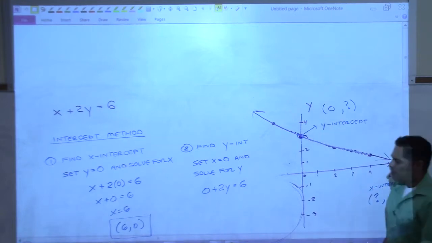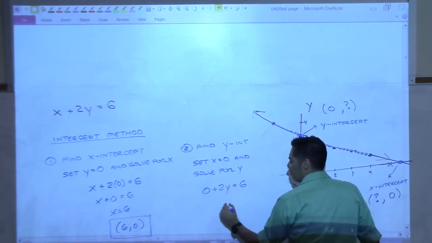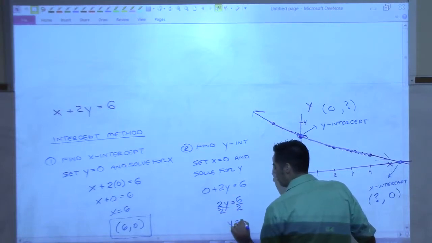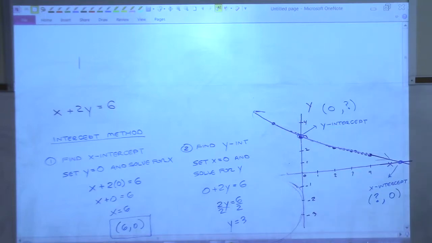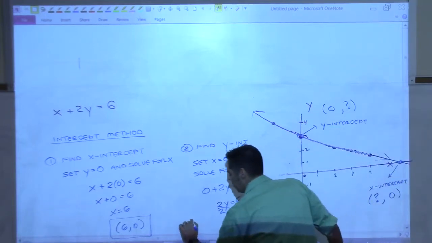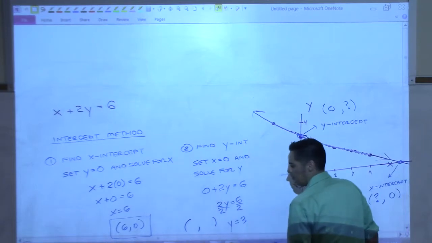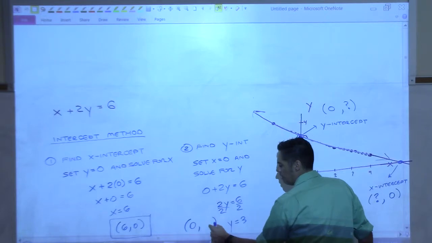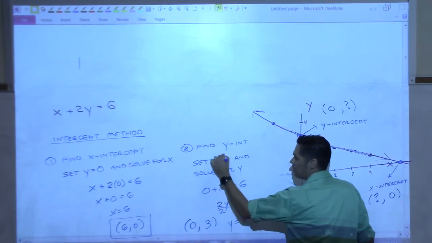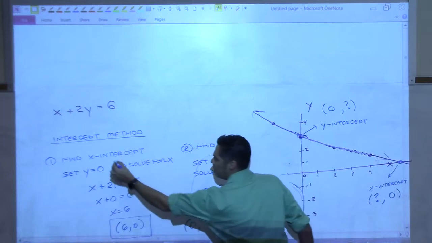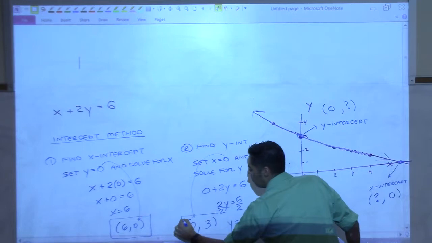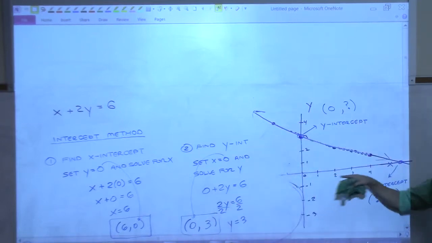So what does this turn out to be? We get 2y equals 6. We divide both sides by 2, and we get y equals 3. And now we write that as an ordered pair. The ordered pair will be (0, 3), because remember, we set x to 0. We had set y to 0 for the other point, which is why that one has a 0 there. All right, and that's our y-intercept. Once we have those 2 points, we plot the 2 points, draw a straight line, and we're done.